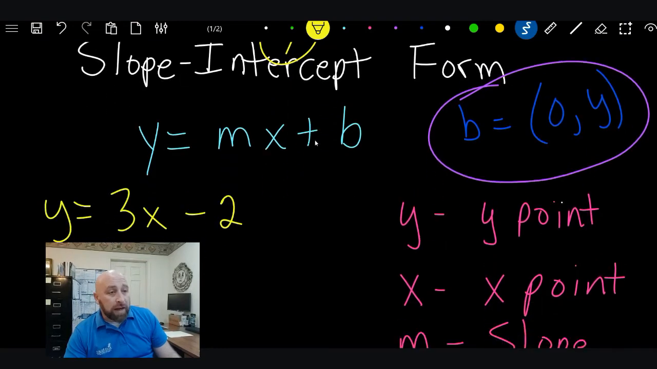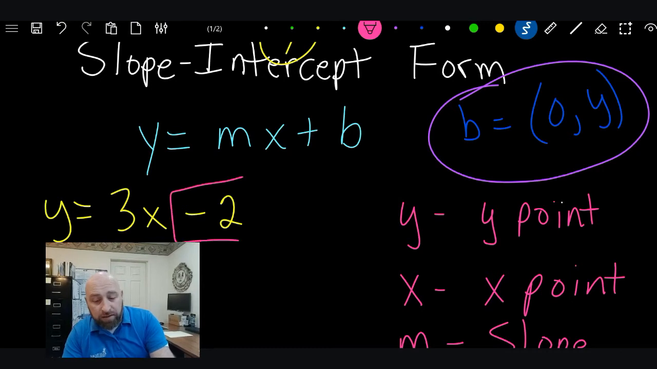So if you go back to page 106, it says the first thing that you need to do is identify the y-intercept. Well, that's quite easy in this one because it's right there. The y-intercept, that is the b. The b term is the y-intercept. So what is the y-intercept in this one?